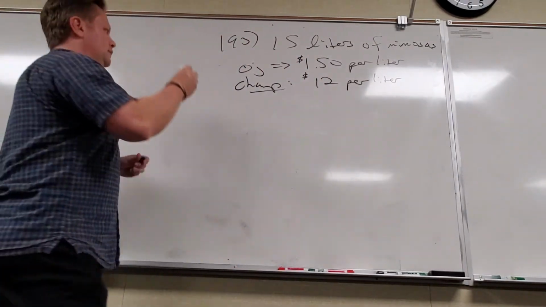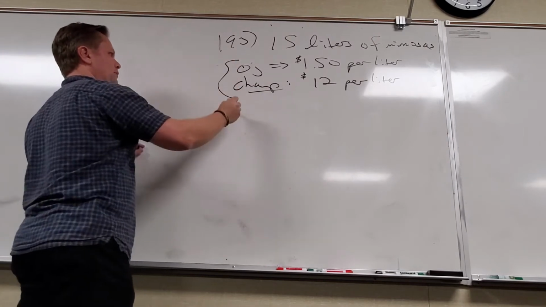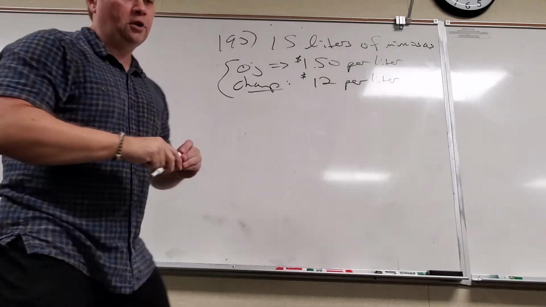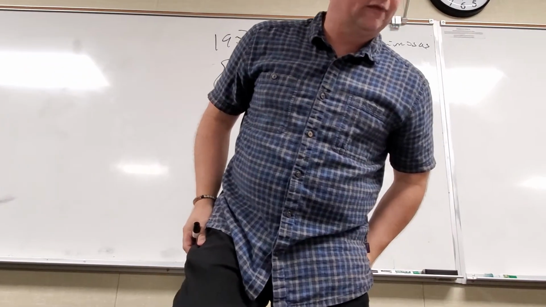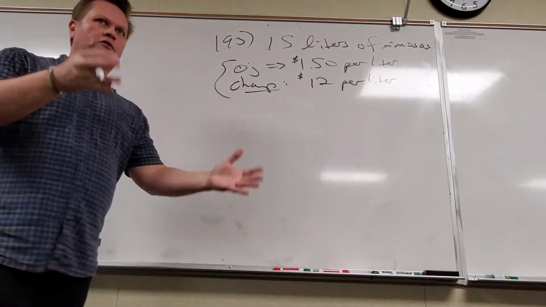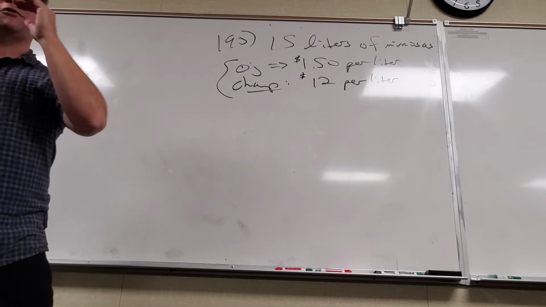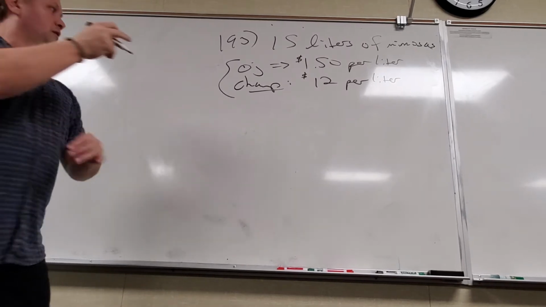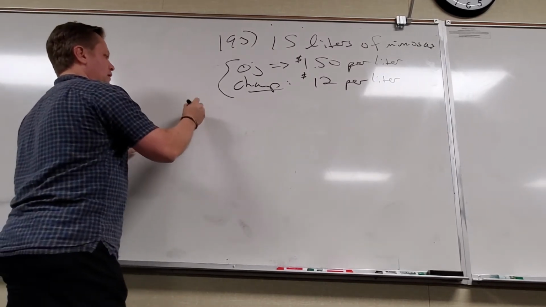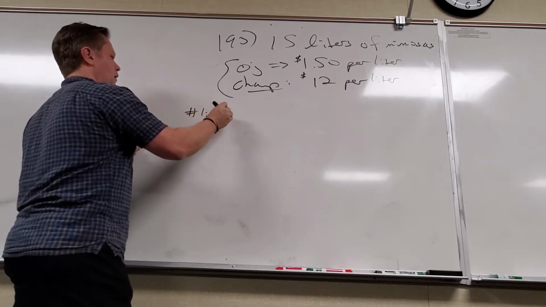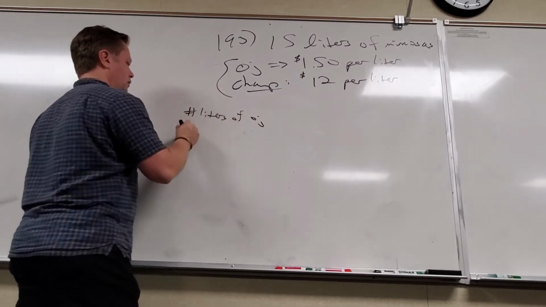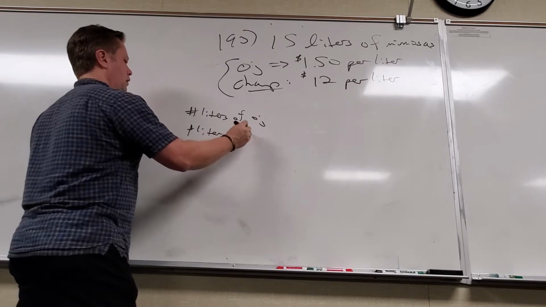So she wants to combine some of these. It says here, how many liters of each? How many liters of orange juice and how many liters of champagne? So it's very obvious. If you don't know what to make X, you normally just go right to the question, right? So my variables are going to be the number of liters of OJ and the number of liters of champagne.